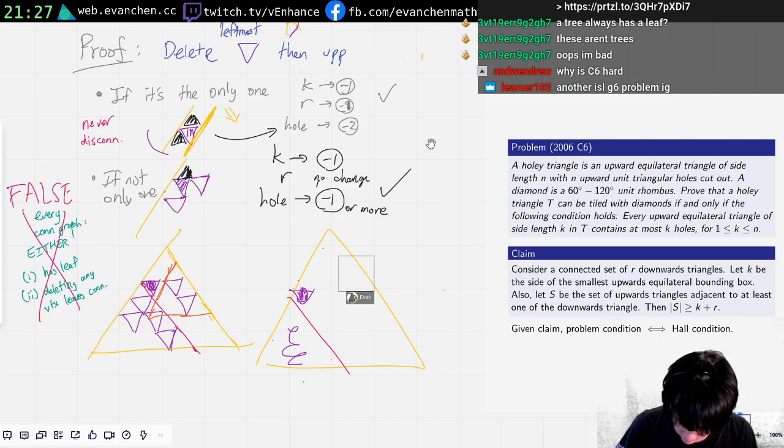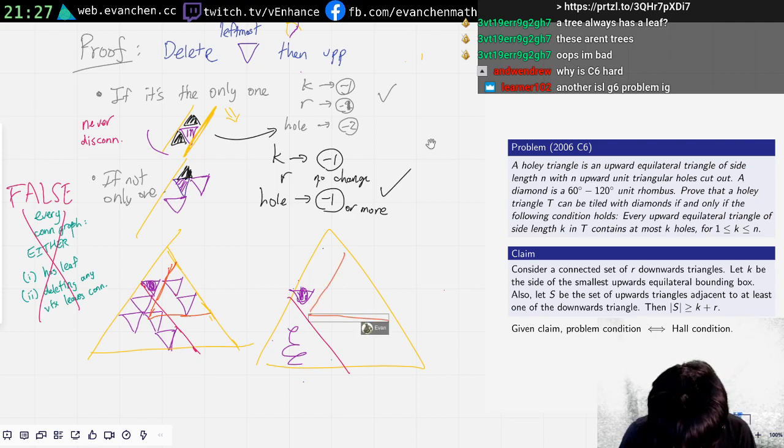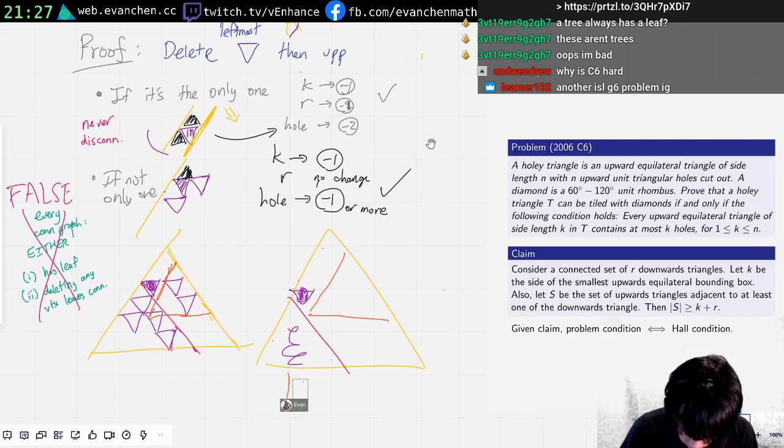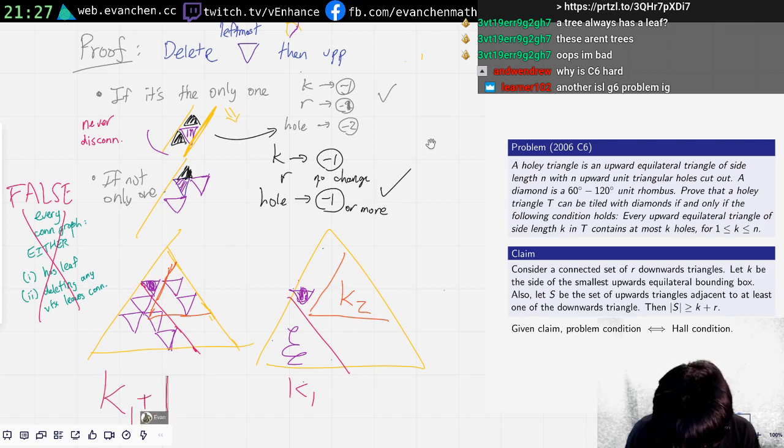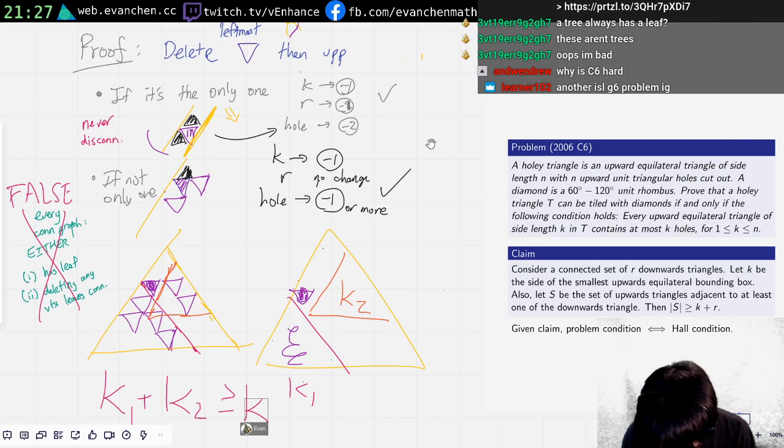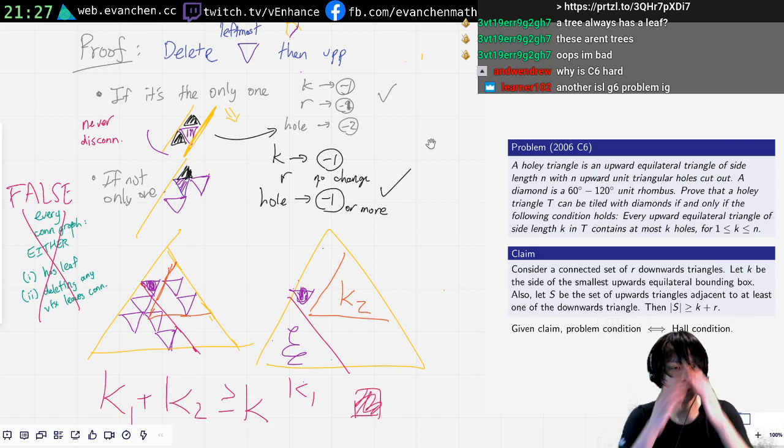So the height of this orange triangle, the other bounding box, must actually touch the red one, because otherwise it's too far away. And so this K1, we'll call this the K2 here, and the K1 here must satisfy K1 plus K2 is at least N, or sorry, just K. So you're okay. Even if you disconnect the graph, the number of things left over is fine. Okay, that should fix it.